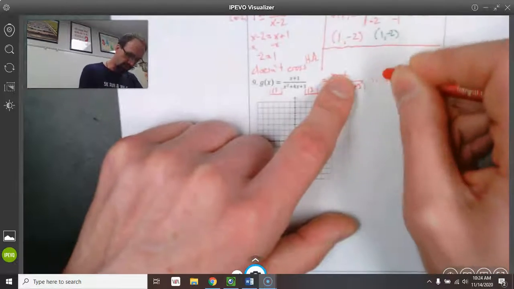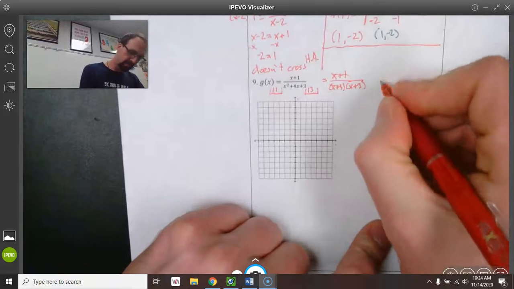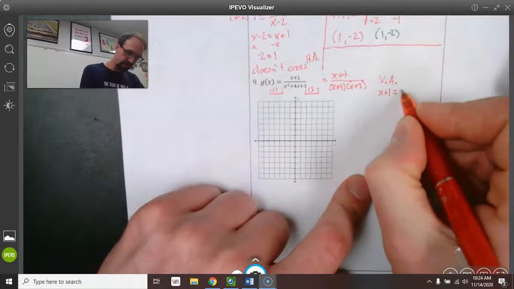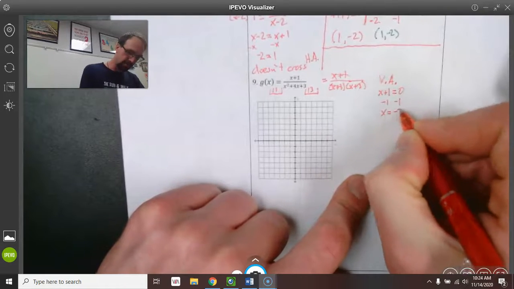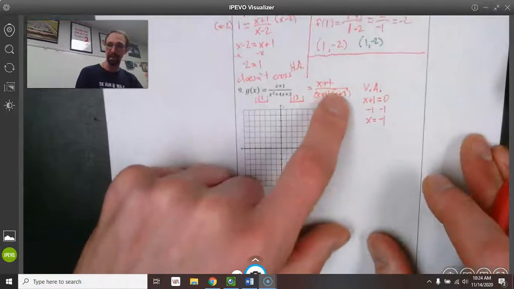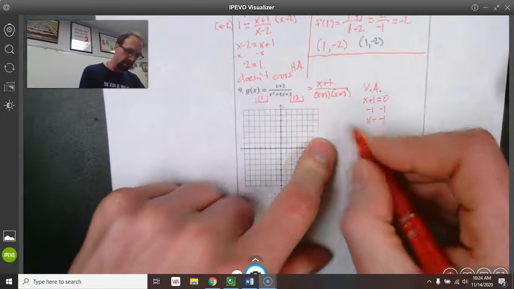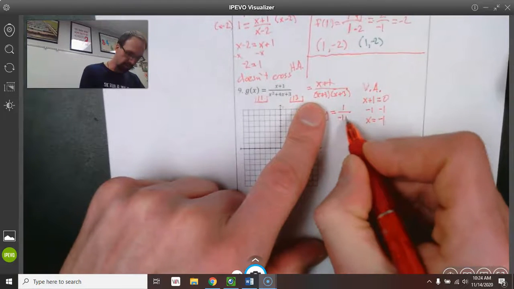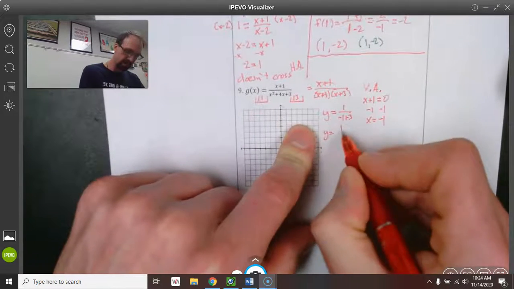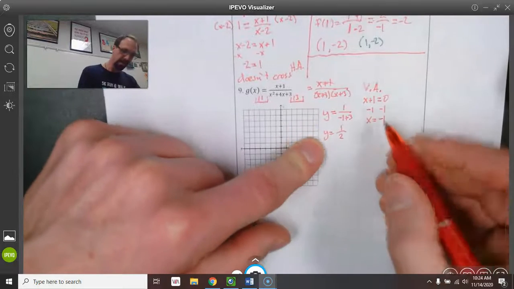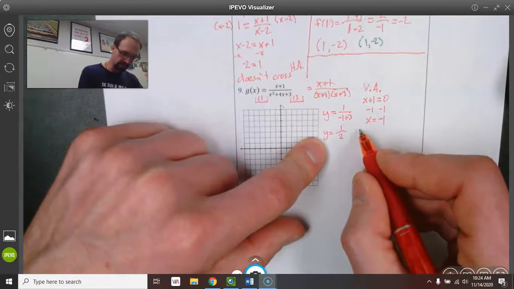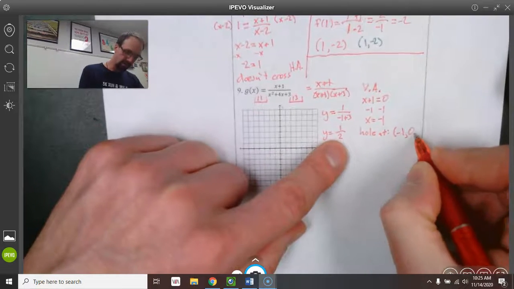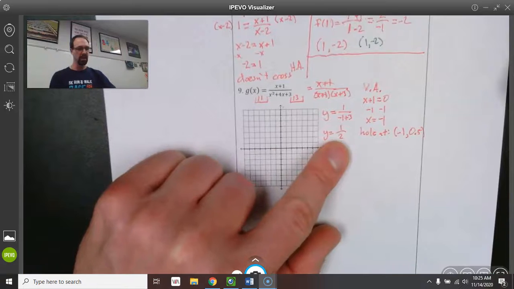I'm going to abbreviate vertical asymptotes VA just to save on space. So set x plus 1 equal to 0, so I get x equals -1. Then I plug -1 back into my simplified fraction. So that's going to be y equals 1 over -1 plus 3. -1 plus 3 is 2, so I have 1/2. So I have a hole at -1, 1/2 is 0.5, so -1, 0.5.